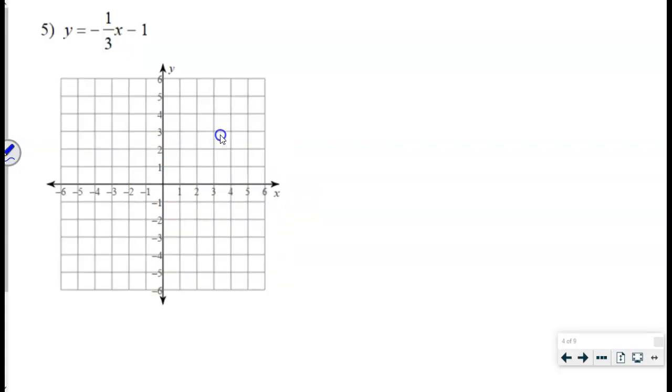Now, contrary to that, if you had y equals a constant, which you're probably going to see in your homework, that would be a horizontal line that goes through the y-axis. Okay, number 5. Back to some quick graphing lines in slope-intercept form.